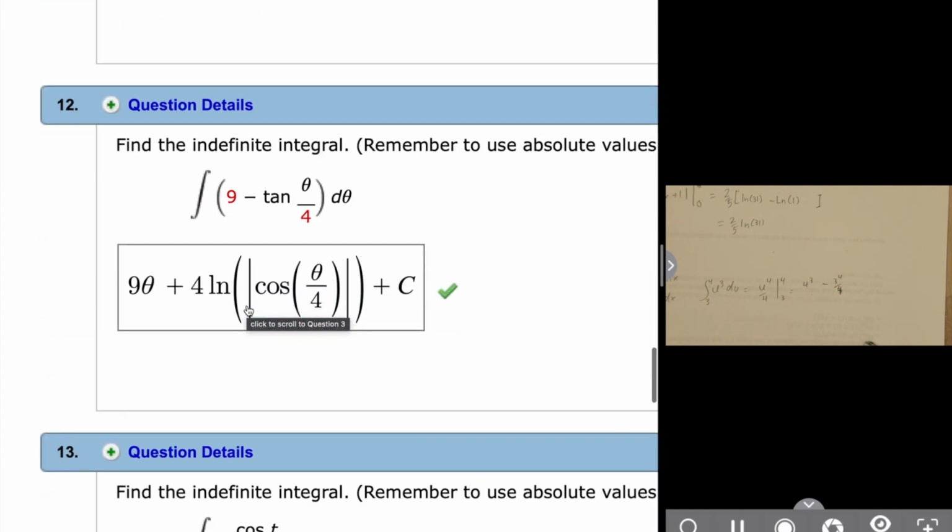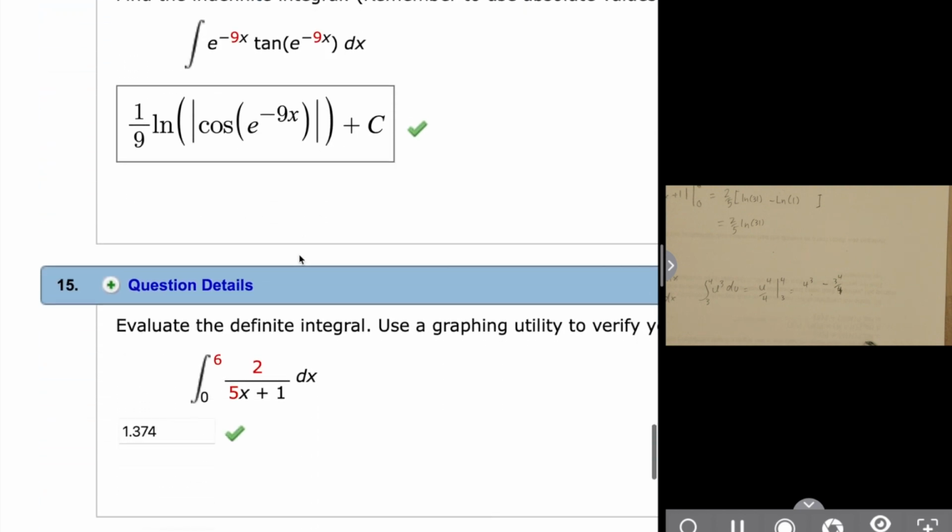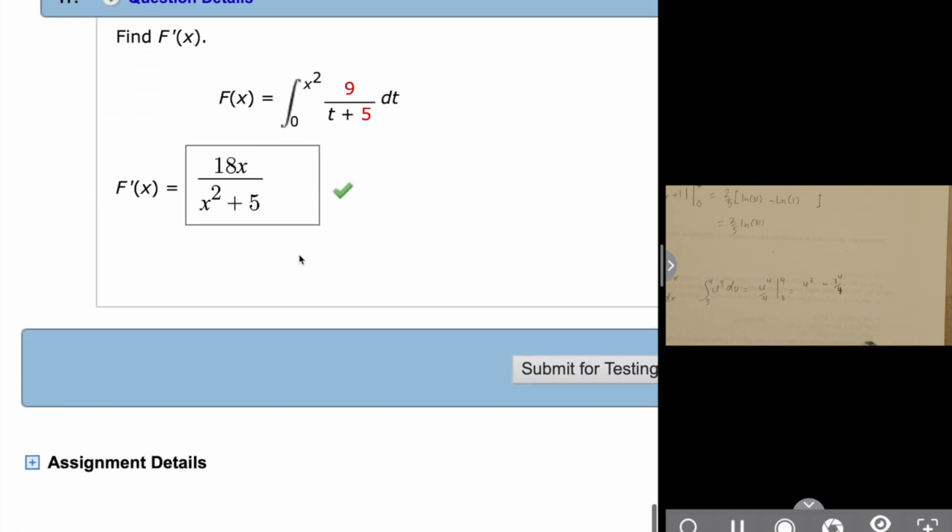Let's check all the rest of our examples. We skipped over that one. Got that one, got that one, got that one.